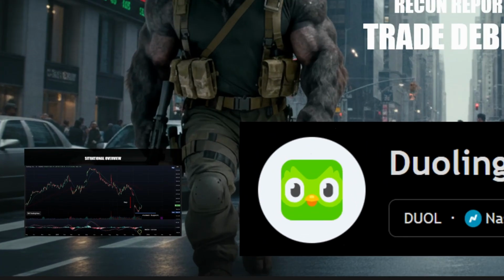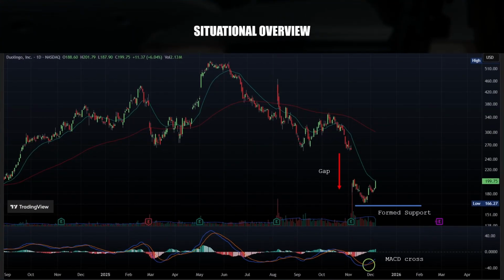On the chart, we can see Duolingo had been hit pretty hard. It experienced heavy losses, roughly a 70% drawdown from its peak, and was trading below both the 22 and 150-day moving averages, which is classic damage territory. That is usually not where you go hunting for long trades.